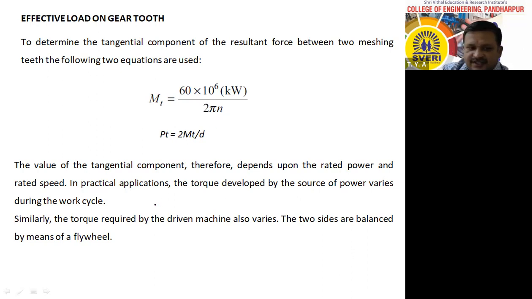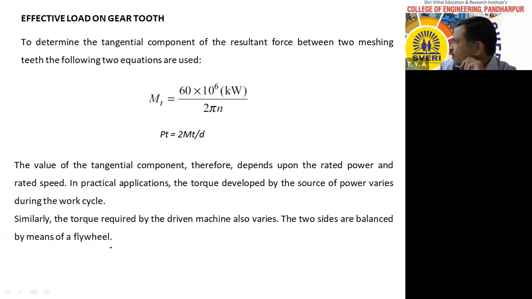Is it correct? Therefore, in practical applications, the torque developed by the source of power varies during the work cycle. Torque is going to vary. Similarly, the torque required by the driven machine also varies. The two sides are balanced by means of a flywheel.